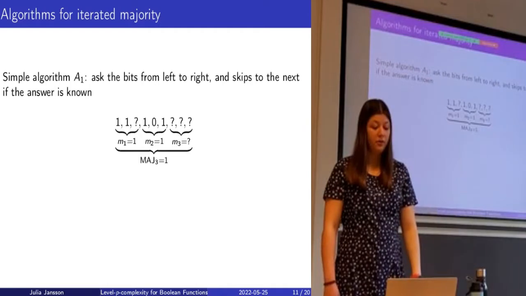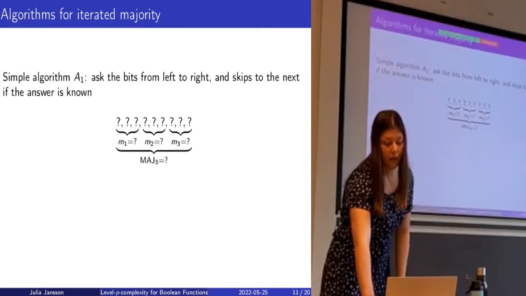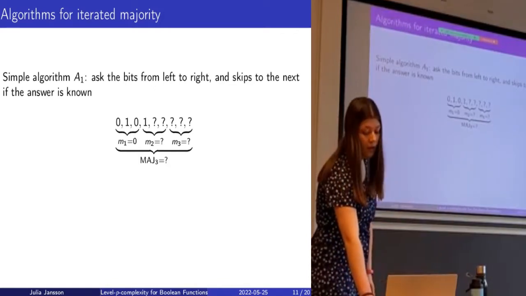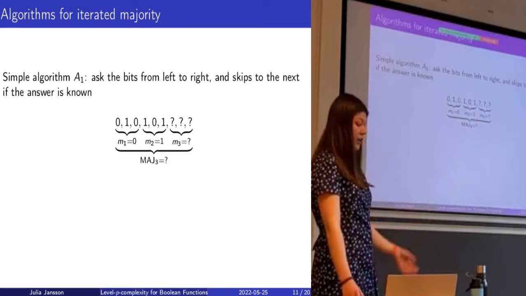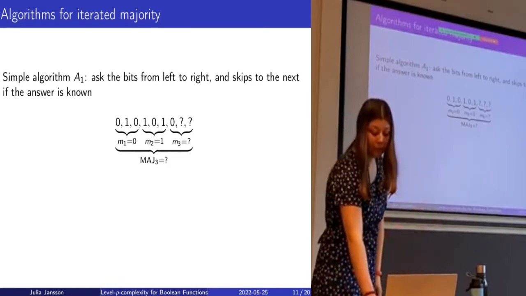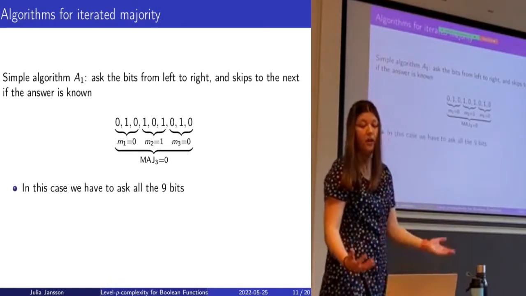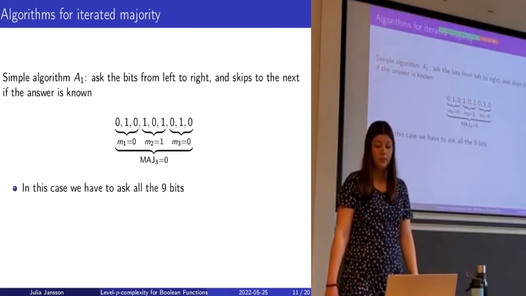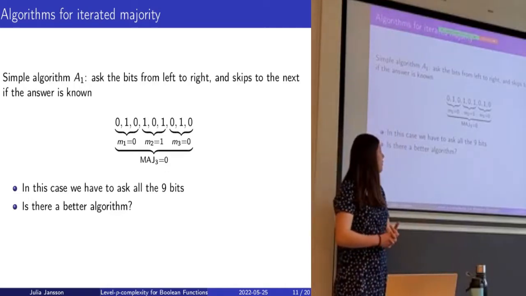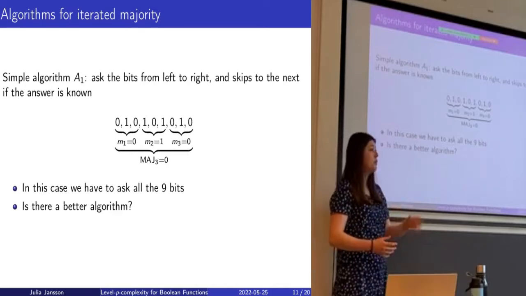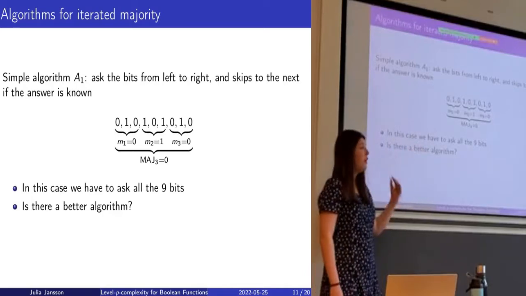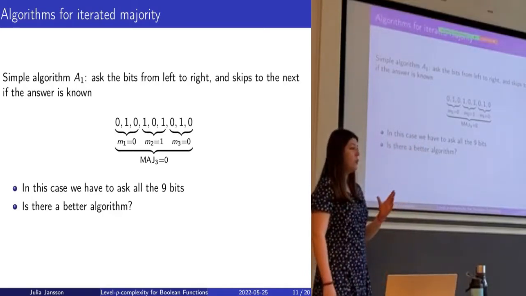But we try this algorithm also for another input. So in this case, we have to ask all the questions in the first block and all the questions in the second. And then since M1 and M2 have different signs, we also have to ask the last block. So we have to ask all the 9 bits. And is there a better algorithm than this? So there are, of course, many different algorithms. And for this particular input, we can see that we have a better algorithm just by asking the bits in another order. But we want to see if we have a better algorithm that could work better in general.